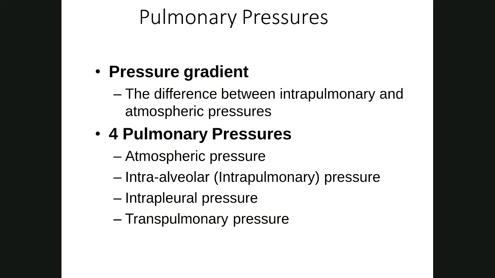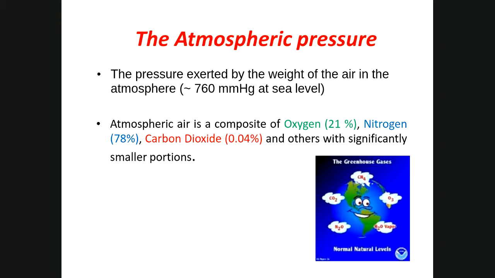So the three are important. The first two are very important, and the third one is also important. But the last one is less important to know, because transpulmonary pressure is the pressure across the rib cage, which depends on the difference between the pleural pressure and the alveolar pressure. But you can focus on the first three: atmospheric, intra-alveolar, intrapleural. You're going to see them in the next few figures.